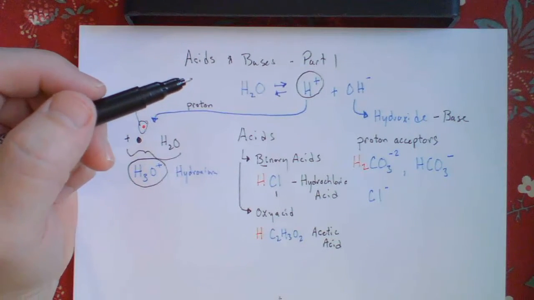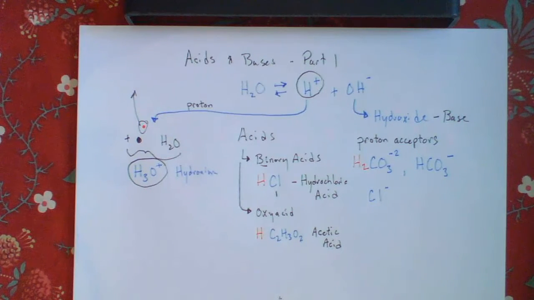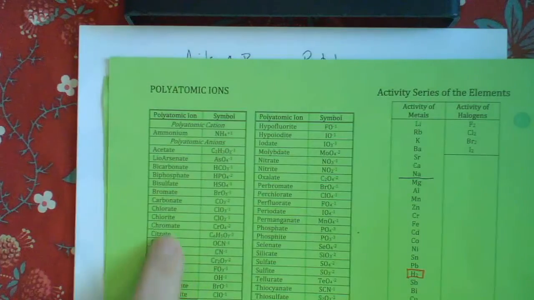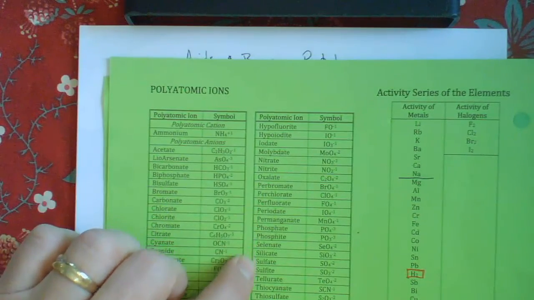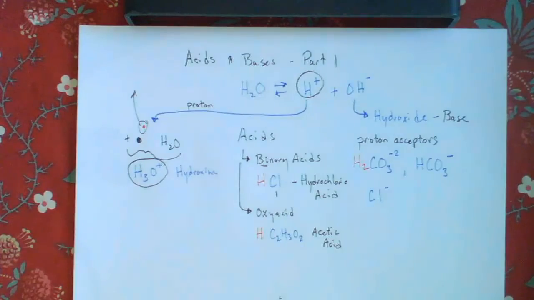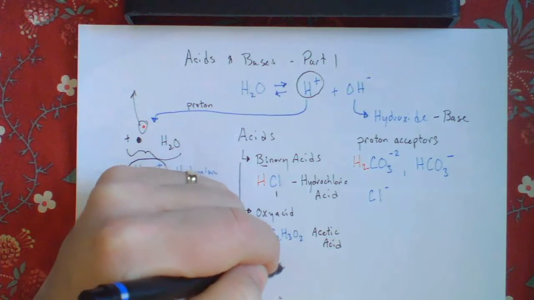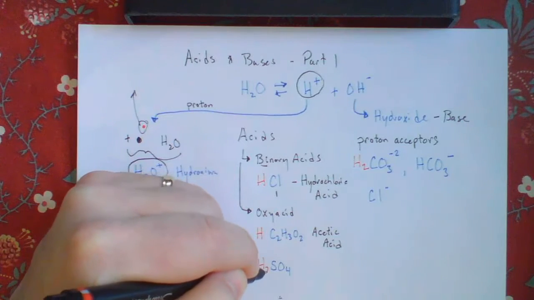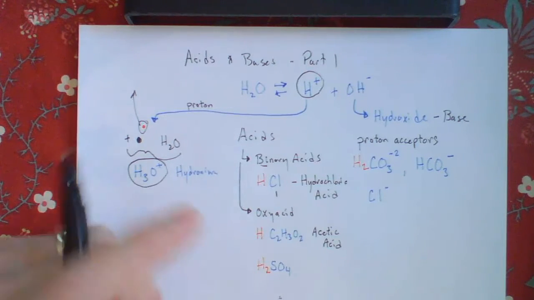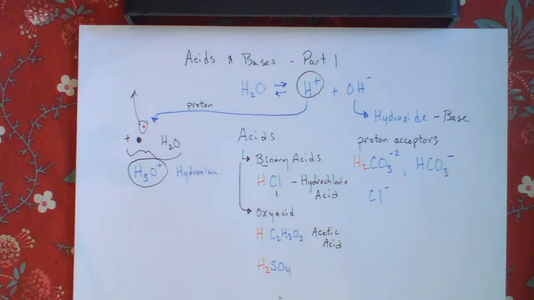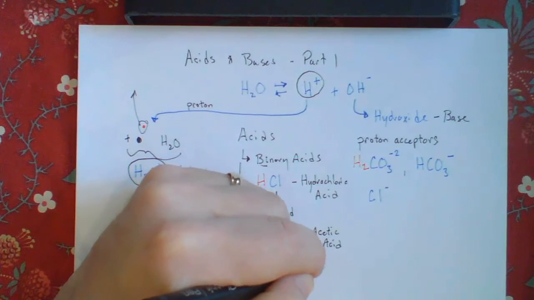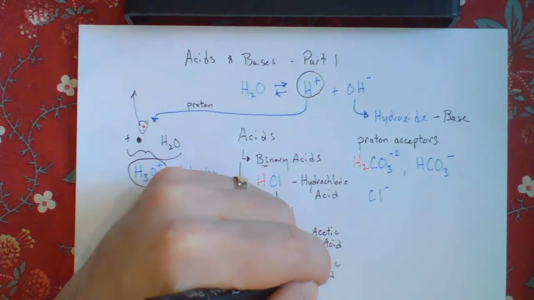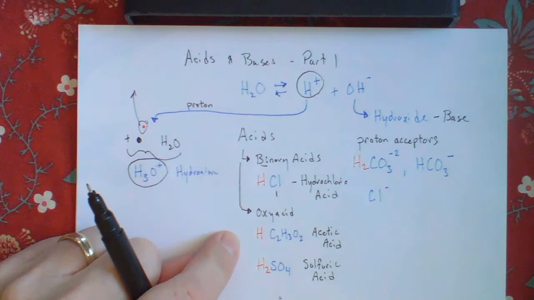So we could do one other example here. Let's look at another one. I'm going to do the sulfuric acid, because we've seen that already. So if we take our sulfate, SO4, which is a -2, and we add the hydrogens to it, so we are donating protons to this, we just made sulfuric acid. So this is kind of the different types of acids that we see.